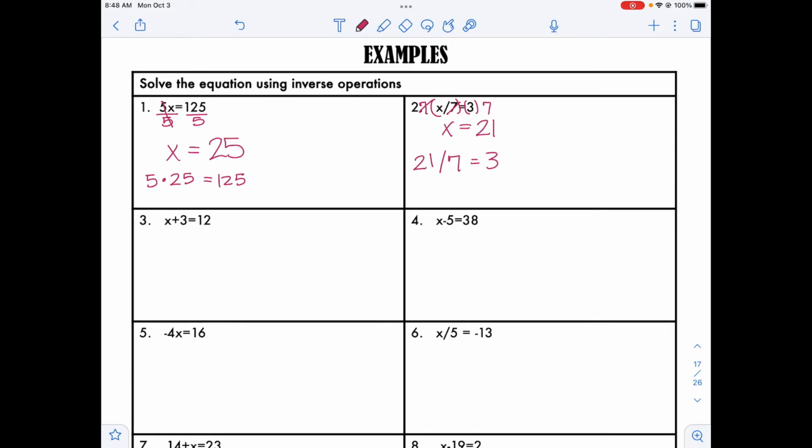X plus 3 equals 12, so the opposite of add is subtract. So I'm going to subtract 3. So that one goes away. X equals 12 minus 3 is 9. This one says x minus 5 equals 38, so the opposite of subtract is add, so we're going to add 5 to 38. So these 5's cancel out. X equals 38 plus 5 is 43.